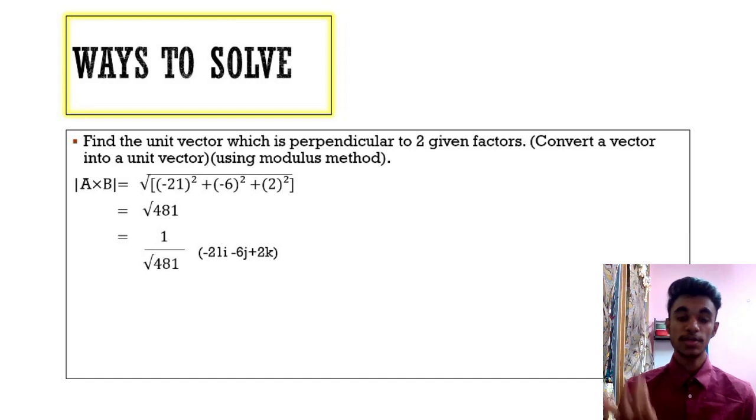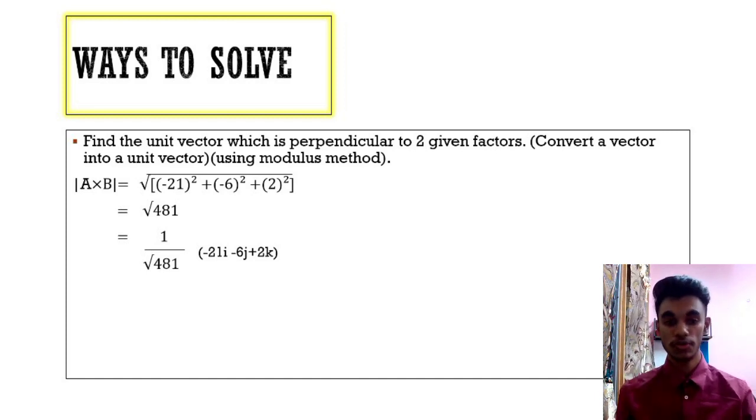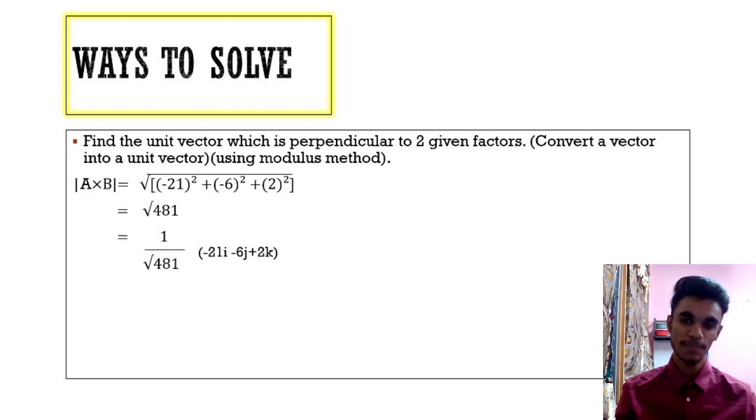We already solved the vector that is perpendicular to the two vectors. We can move on to the third question, which is find the unit vector which is perpendicular to two given vectors. In a simpler meaning, convert a vector into a unit vector. This can be solved by using the modulus method.